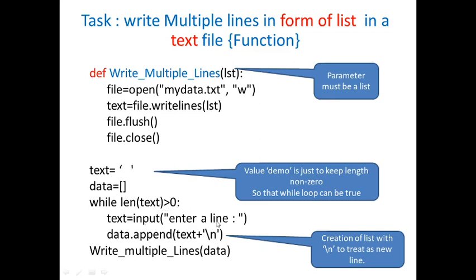Then taking input from the user in the form of a line, that input is being stored into text, and that text is being appended into the list with \n, that is the new line character. So each and every line is separated by its new line character and appended into the list. That's a simple code, and the line entry will continue until we simply press the enter key without typing any character.